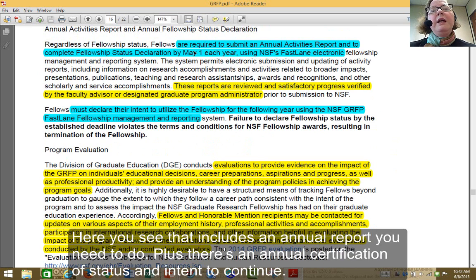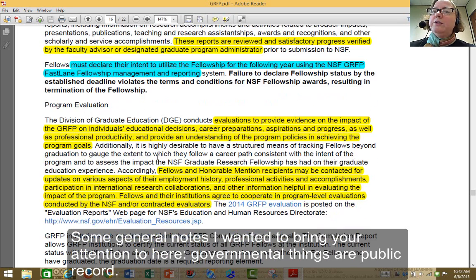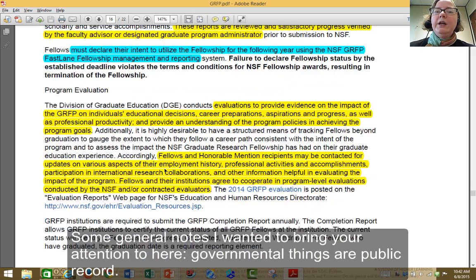Here you see that includes an annual report you do. Plus, there's an annual certification of status and intent to continue. They'll send you reminders and forms, but that doesn't mean you shouldn't keep track of these things yourself, too. And some general notes I wanted to bring your attention to here.